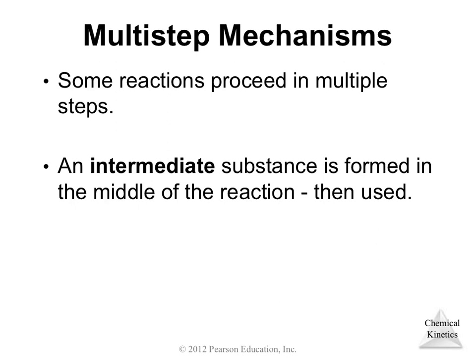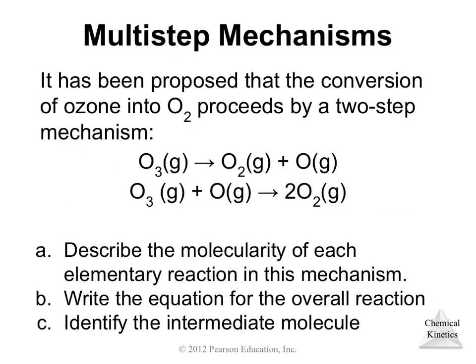However, most reactions proceed in multiple steps, which means that we start with our reactants and then something happens, maybe something else happens, and finally we get to our products. So those things that are formed in the middle that we don't necessarily see in a balanced equation are intermediates. So intermediates are things that are formed and then used up. So they cancel each other out in the overall reaction, which is why we don't see them when we do our balanced equations.